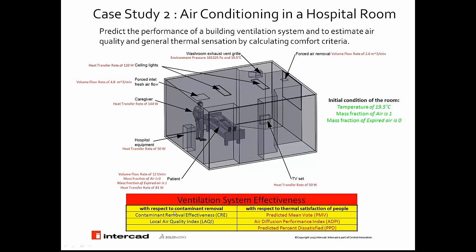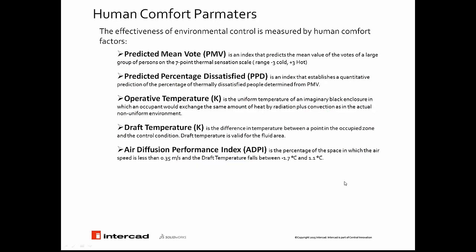The parameters with respect to contaminant removal include contaminant removal effectiveness, or CRE, and local air quality index, which is LAQI. There are also some parameters for the thermal satisfaction of the people inside the room, such as PMV, predicted mean vote, air diffusion performance index, APDI, and predicted percent dissatisfied, which is PPD. Alright, having a closer look at the definitions, the human comfort parameters.